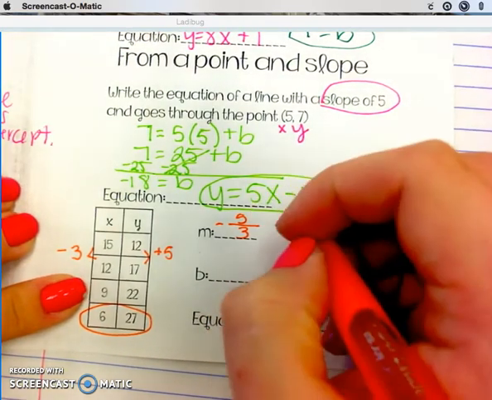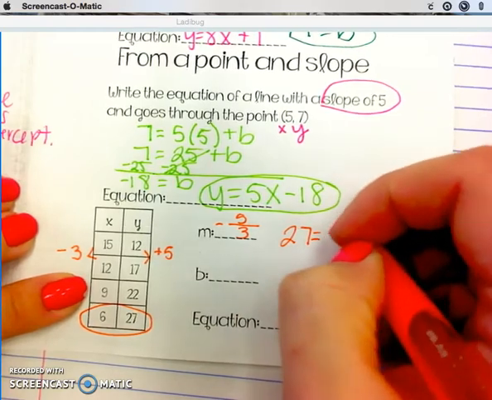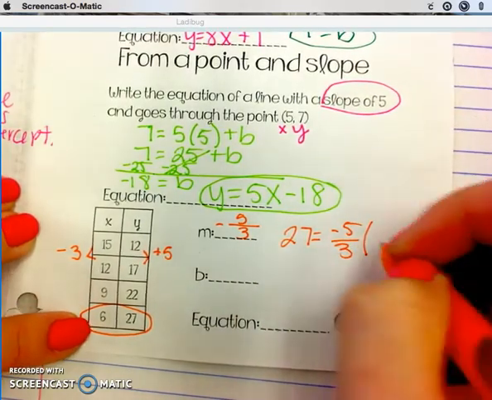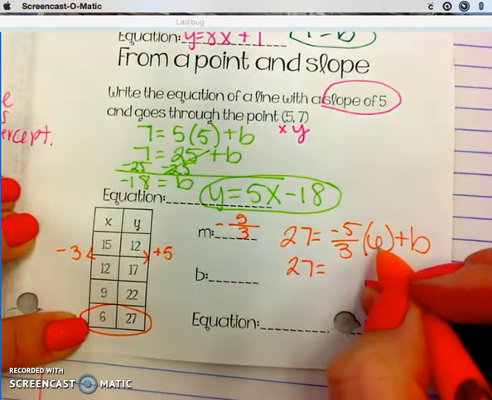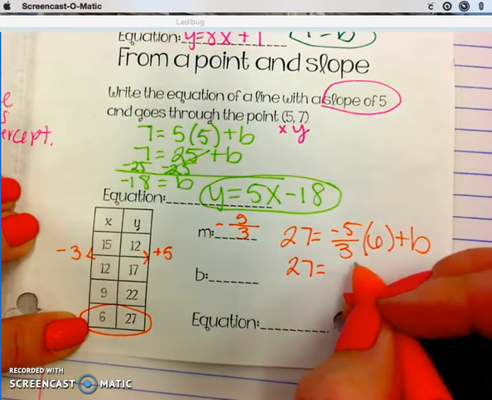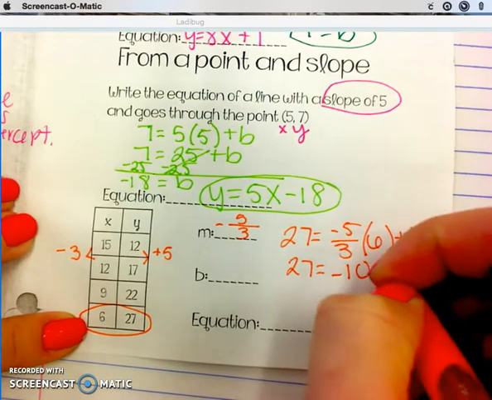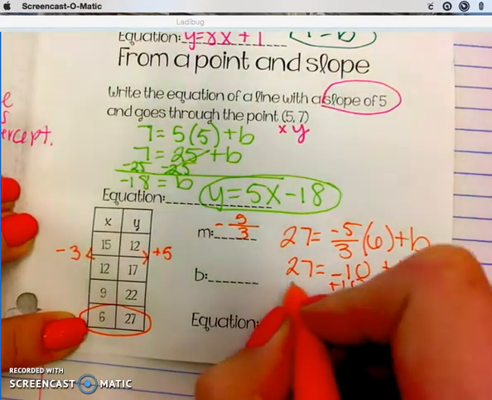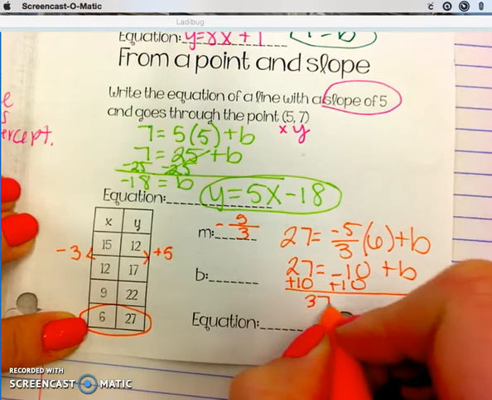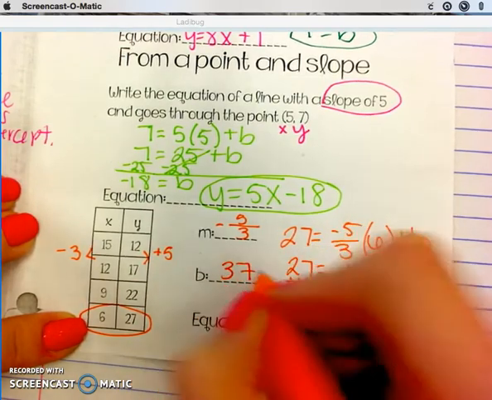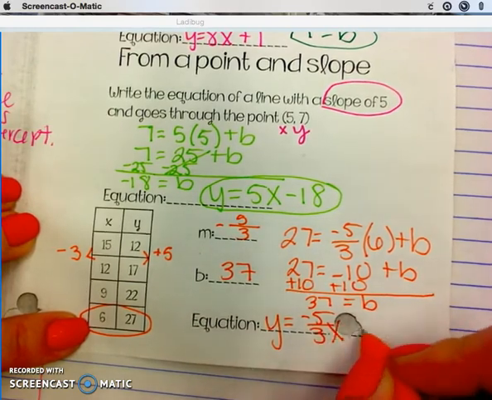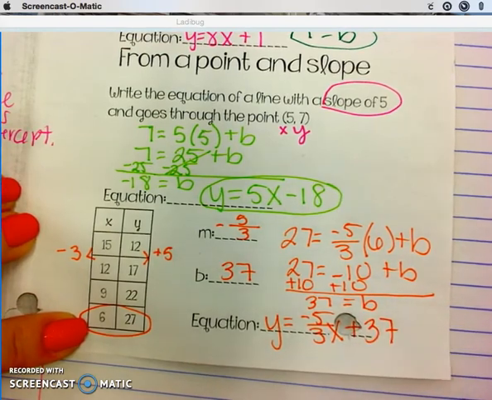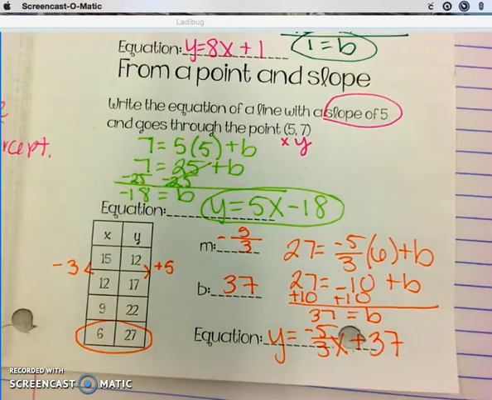And so I have 27 is my y equals negative 5/3 times x, which is 6, plus b. Negative 5 times 6 is negative 30. Divided by 3 is negative 10. And I'm going to add 10 to both sides. So 37 is b. Y equals negative 5/3 x plus 37 is my equation in slope-intercept form.